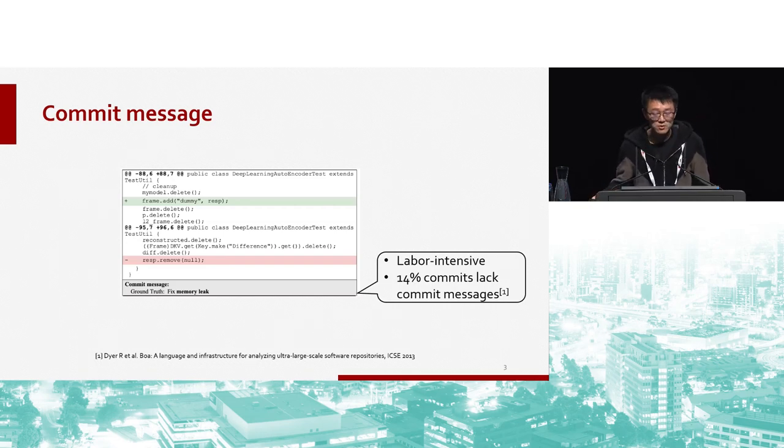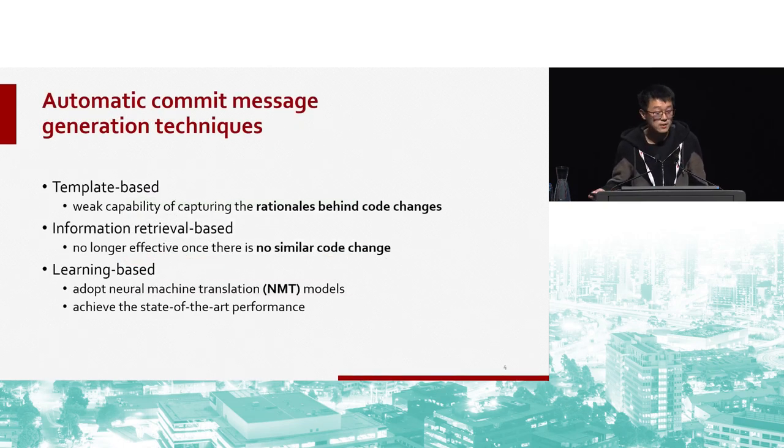It's very challenging for the developers to describe the intentions and the rationales precisely, and modern software evolves very rapidly, so the commit messages are often neglected by the developers. As is reported, 14% of commits lack commit messages. To alleviate the effort of writing commit messages manually, researchers have proposed various automatic techniques to generate commit messages, including template-based, information retrieval-based, and learning-based. With the development of deep learning models, researchers have adopted neural machine translation models to generate the messages automatically. Because of the strong ability to understand the code changes, the learning-based techniques achieve state-of-the-art performance.